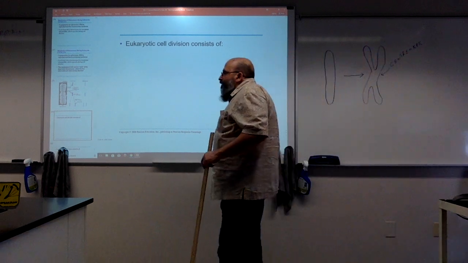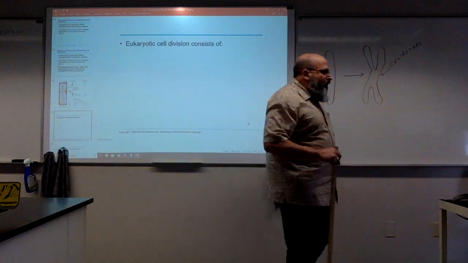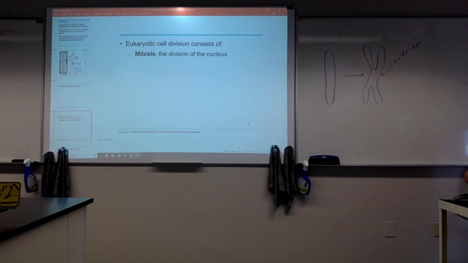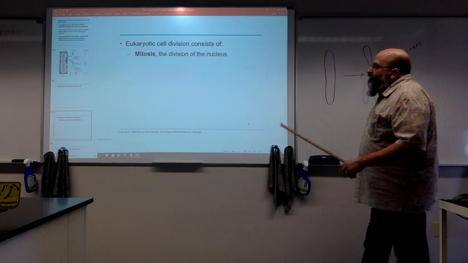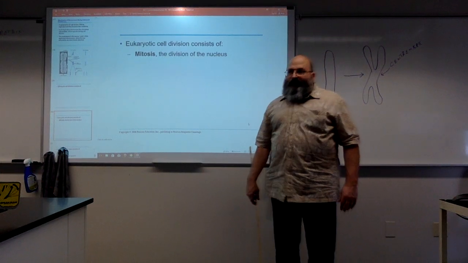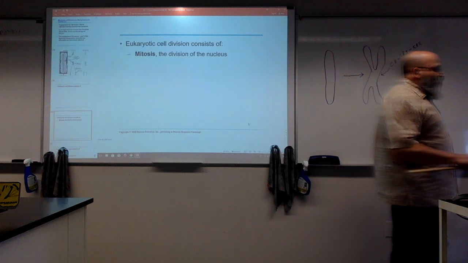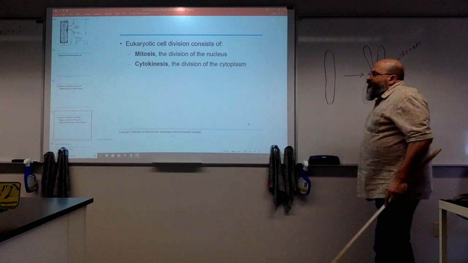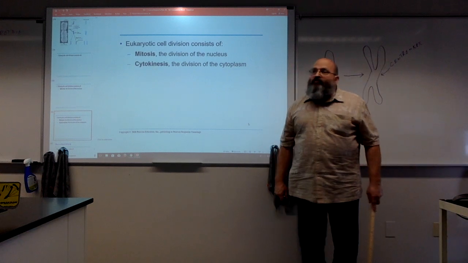Okay, eukaryotic cell division. So we're starting to get into that now. It consists of mitosis, that was today's lab, and that is nuclear division. So now you need to learn it. You didn't need to learn it during lab when I told you about it. Now you need to learn it. Mitosis is the division of the nucleus, and cytokinesis is the division of the cytoplasm.